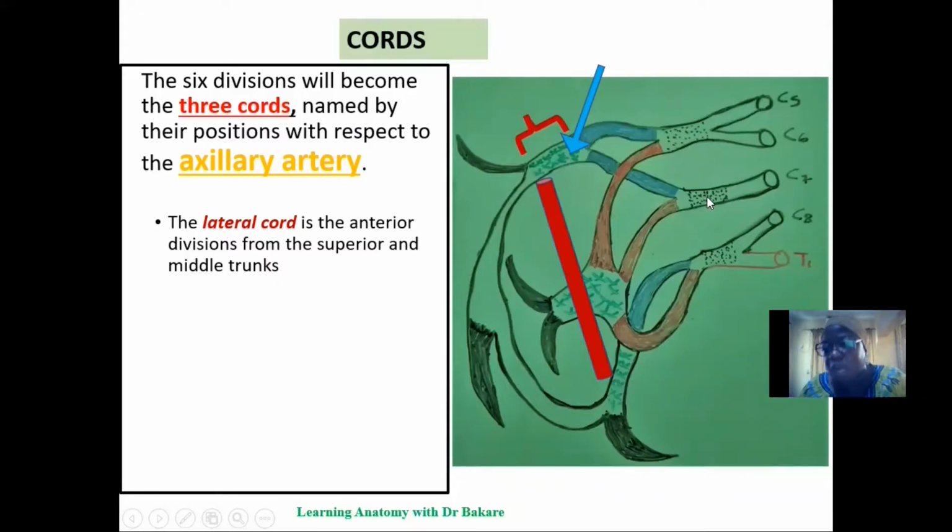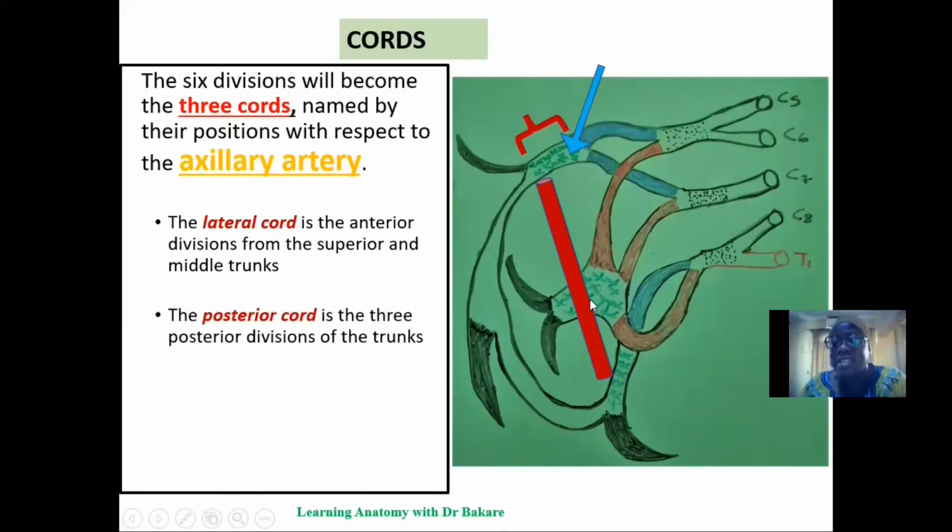Then if you go more posterior to the axillary artery, we have the formation of the posterior cord. And this posterior cord is formed by the union of all the posterior divisions that emerge from the superior, the middle, and the inferior trunk. You can see how interesting this is. And this forms the posterior cord of the brachial plexus that is located posterior to the axillary artery. And this is the posterior cord.